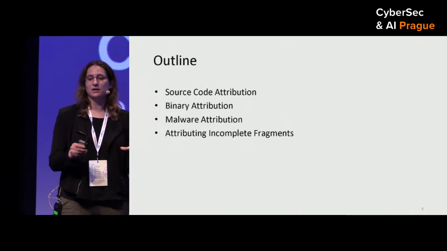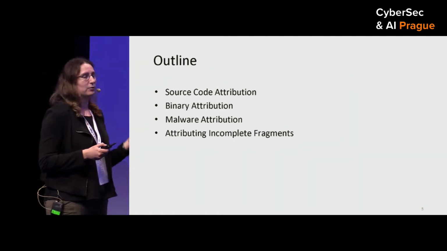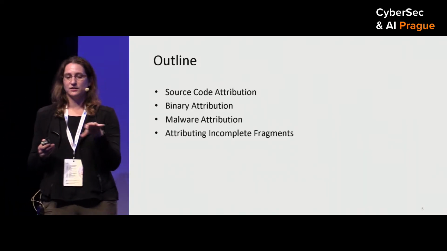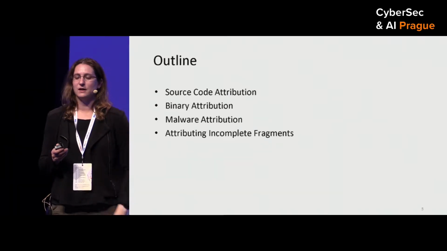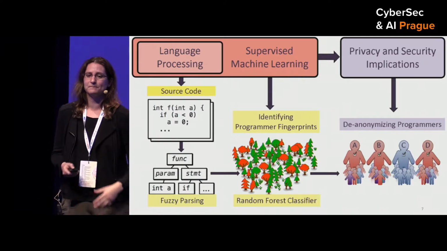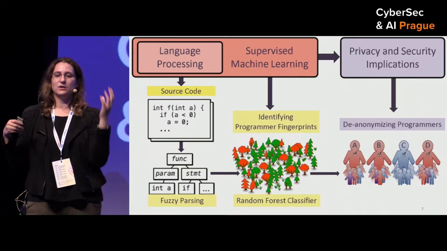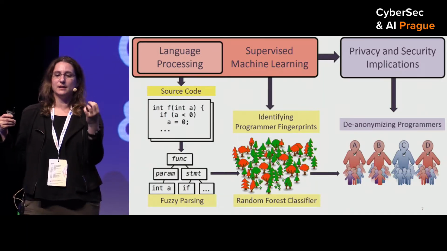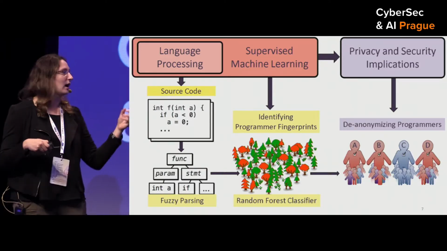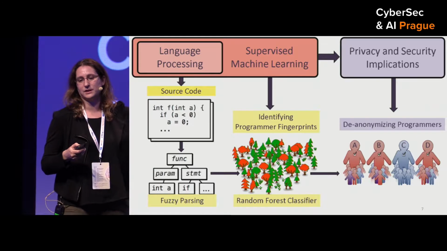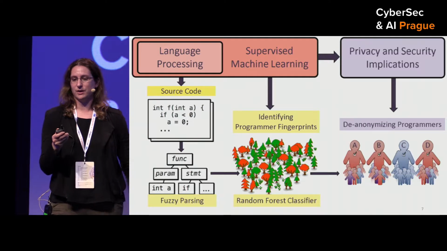But OK, so I'm going to talk a little bit about how we do this source code attribution from a technical perspective, and then what we would do when we were trying to go to binaries. I'll talk a little bit about malware, and then if we have time, I'll talk about incomplete fragments of code. So the general pipeline is you have the source code that gets processed into various feature vectors, largely involving parsing things into abstract syntax trees, and then classified using random forests.